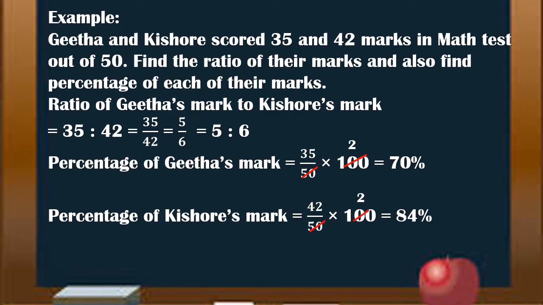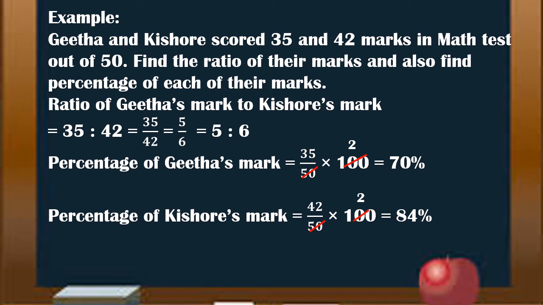Example: Geeta and Kishore scored 35 and 42 marks in a math test out of 50. Find the ratio of their marks and also find the percentage of each of their marks. So the ratio of their marks is 35 is to 42. To bring it to lowest form, both are divisible by 7. So we will get 5 is to 6.